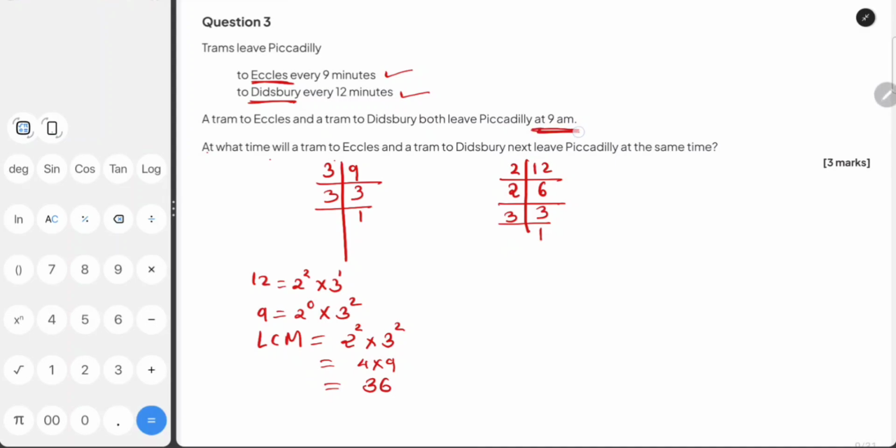They started at 9 a.m., so at 9:36 a.m. they will leave together again. Okay, so whenever you are trying to find a number, if it is going to be bigger than the given data, go for LCM. If it is going to be smaller than the given data, then go for HCF. This is my simple thumb rule.